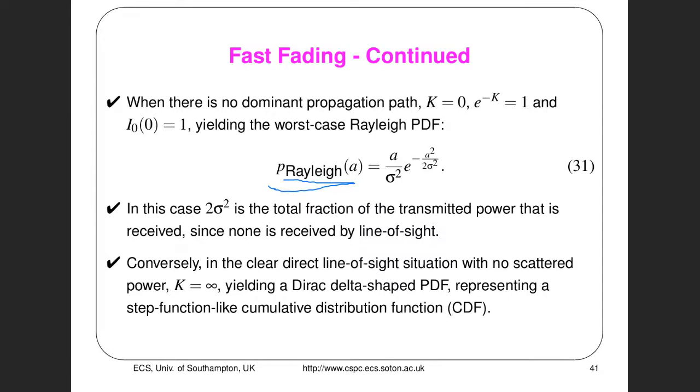It's quite simple. You only have the power of the non-line-of-sight elements, because there's no line of sight at all, and it is a function of the amplitude. So basically, when K equals zero, the Rician distribution becomes the Rayleigh distribution. This is a special case of the Rician distribution, and then the Rician distribution is a special case of the chi-square distribution. So it's important to follow that rationale. I mentioned that as K becomes infinite, it's almost a certainty that the fast fading element is one. So it's almost like there's no fast fading. Because it's a certainty, the PDF becomes a direct delta shape.